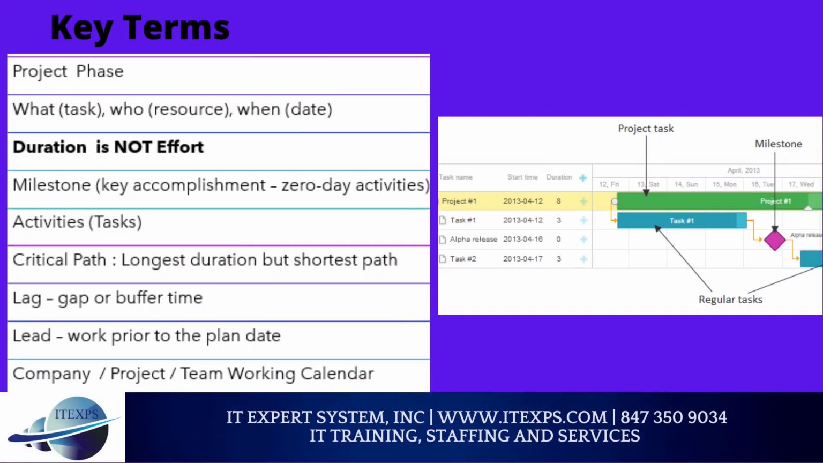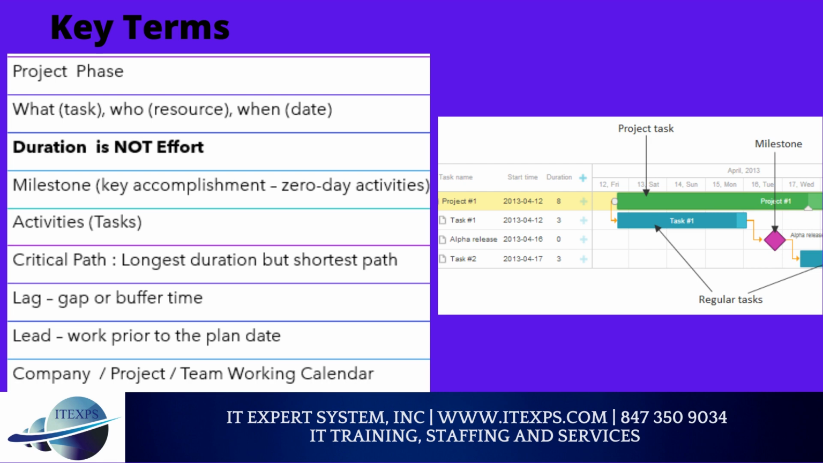Project schedule means project phase, divide a large project in multiple phases or releases. Plan: what, task, who, resource, when, date. Remember, duration is not effort. Milestones, key accomplishments, are zero-day activities, used for a checkpoint. Activities are known as tasks.